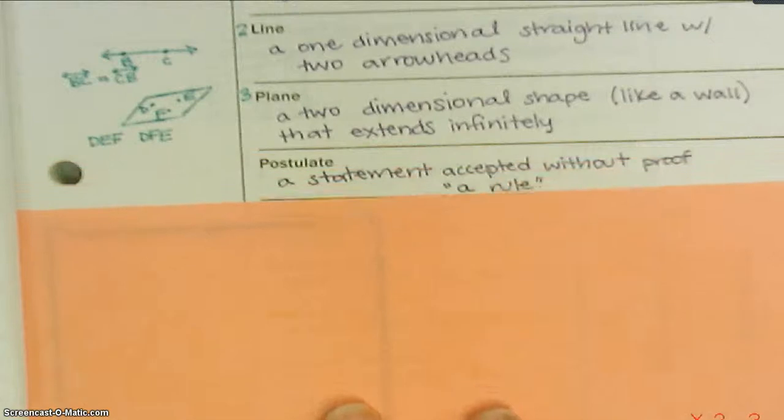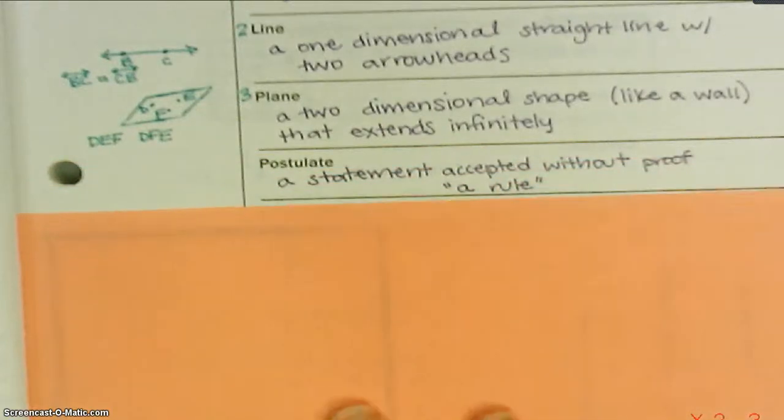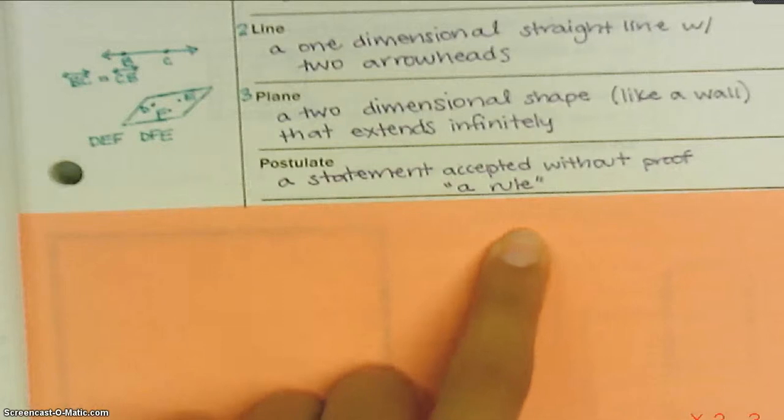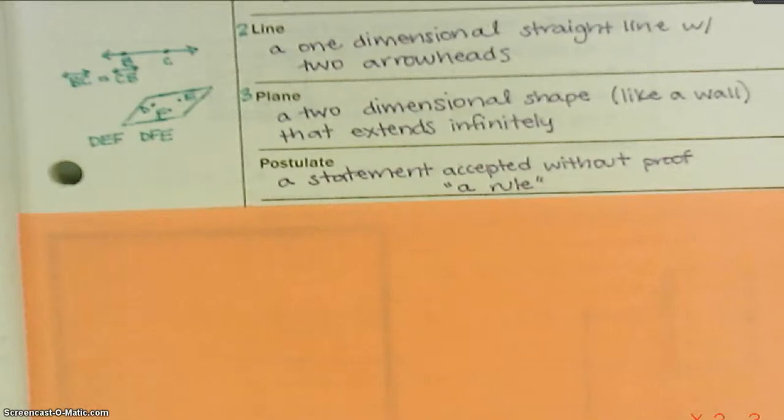Our next word is postulate, which is a statement accepted without proof. Kind of think of it as a rule. So when you hear the word postulate, just think rule. Postulate is a rule that we accept. We're going to be talking about lots of postulates. It just means rules. The rules that make up geometry.